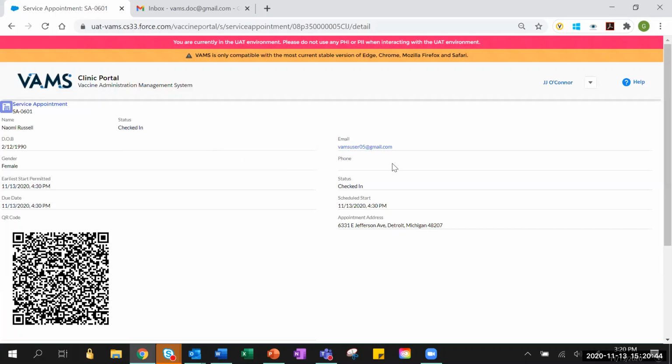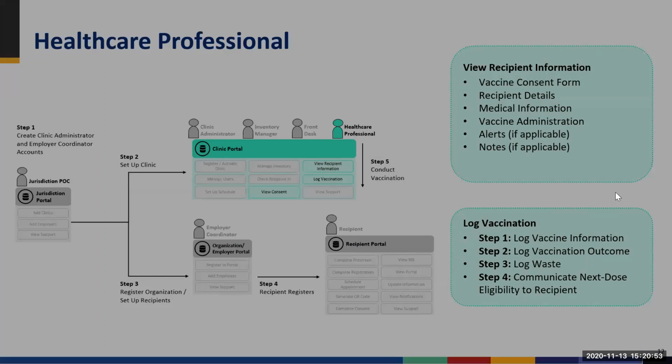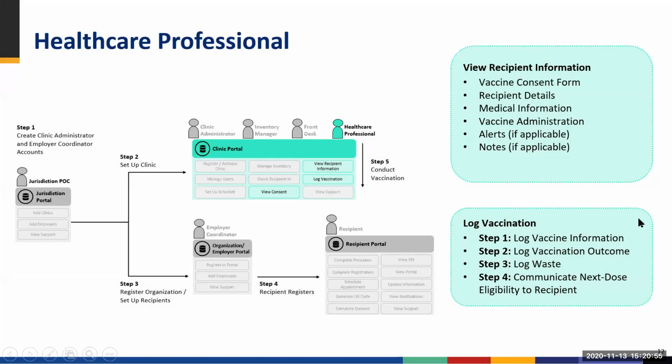So now that she's checked in, I am going to switch over here. I'm going to log out as our front desk. And I want to show you our healthcare professional role. And I'm going to switch into this role now. So I'm going to serve as Tyrone Williams now, who is a clinic's healthcare professional for the Jefferson Vaccination Clinic, which we saw Kiara bring up earlier.